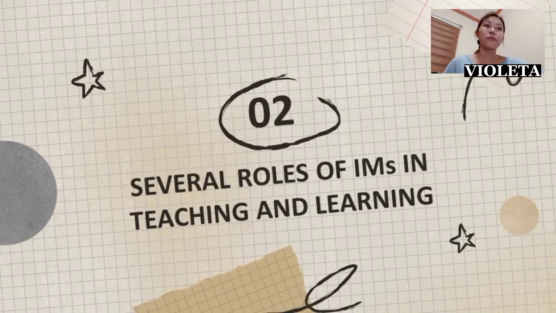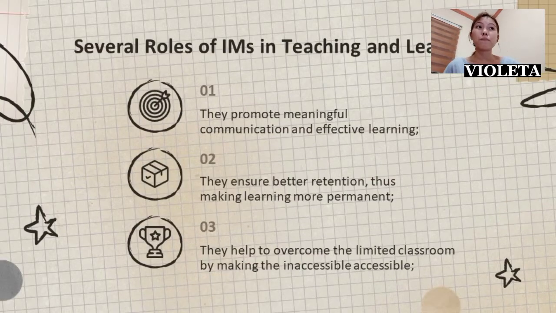So here are the several roles of IMS in teaching and learning. IMS actually refers to instructional materials. First, they promote meaningful communication and effective learning. There is actually a meaningful communication between the student and the teacher because the information is a lot easier to understand, which makes it more effective for their learning. This also helps collaboration between students, and students are able to engage more with this kind of instructional materials.